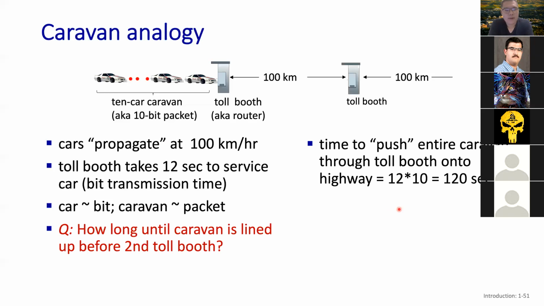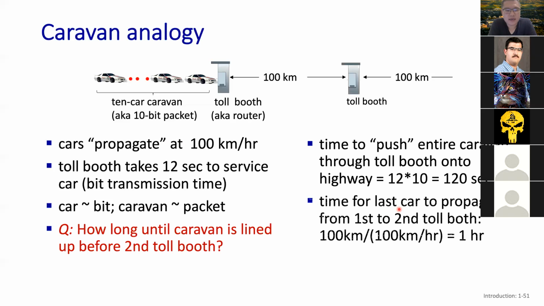And what about the propagation time? You can think about the processing as the transmission delay, right? And what about the time to propagate the car from the first booth to the final booth? It's about 100 kilometers divided by 100 kilometers per hour, right? It's about 1 hour. So how long do we need to take? It will be totally 1 hour and 120 seconds.